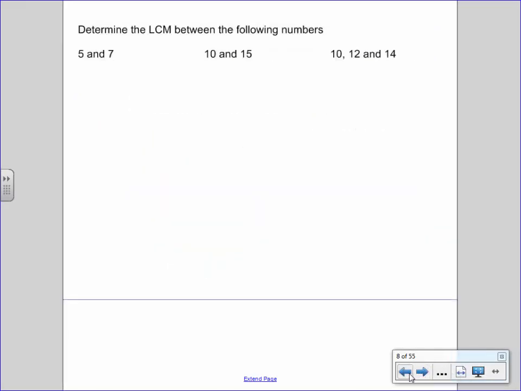Lowest common multiples. Now, sometimes a good way of doing this is literally just start writing out a list. So like 5, 10, 15, 20, 25, 30, 35, 40, 45. I just start writing it out in groups of 5. And then 7, it's a little harder in groups of 7, but it's 7, 14, 21, 28, 35. And hey, look, 35's in common.